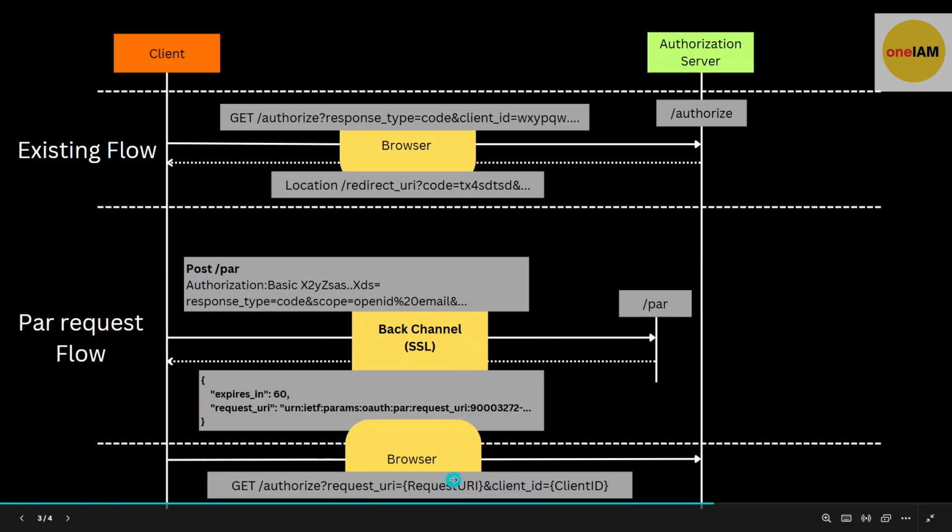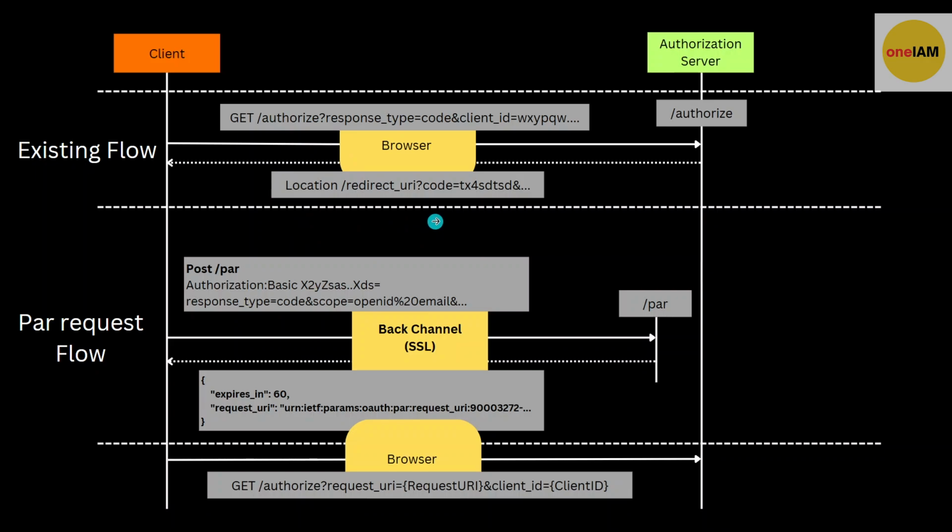So after this request happened, the flow is kind of the same as the existing flow. So once everything is validated, the authorization server will send back the redirect URI with the authorization code. Now let's see how this is implemented in the Identity Server.